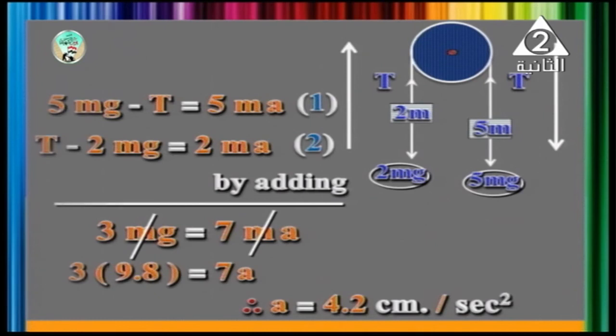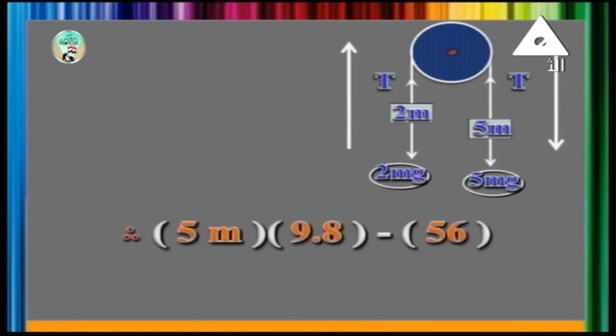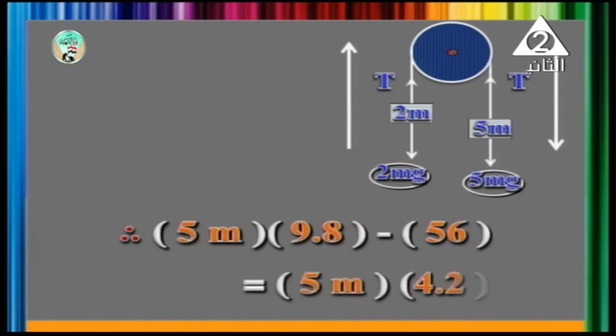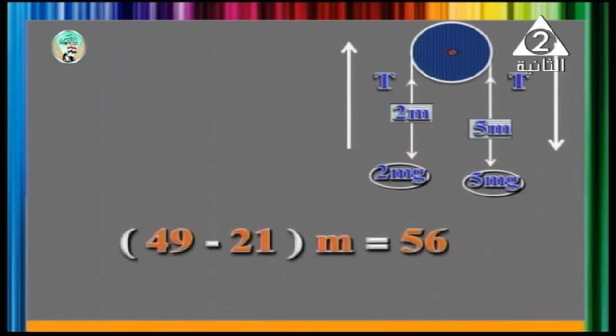Then, my dear student, 5m times 9.8 minus 56 equals 5m times 4.2. What is the value of m? My dear student, m equals 2 kilogram. Then the value of m equals 2 kilogram.